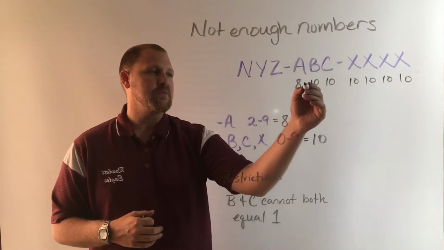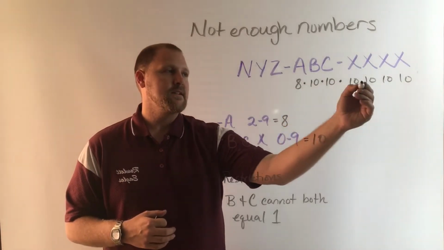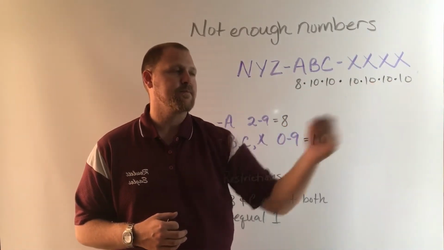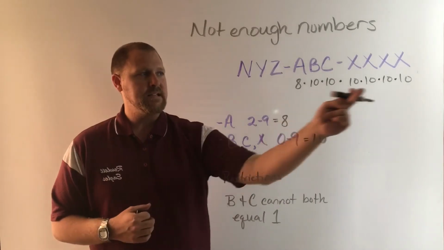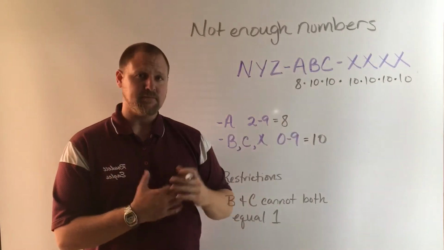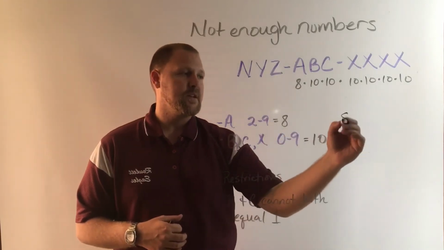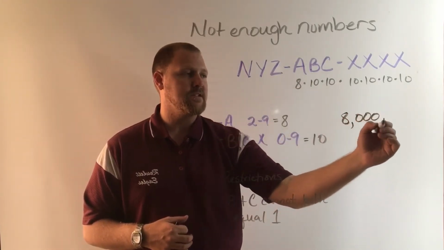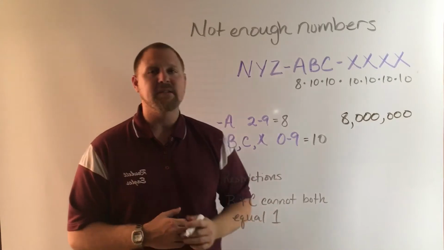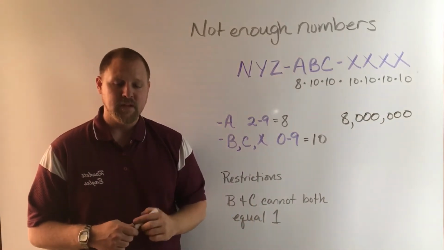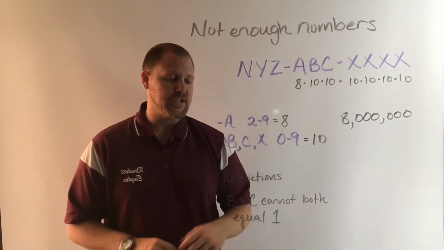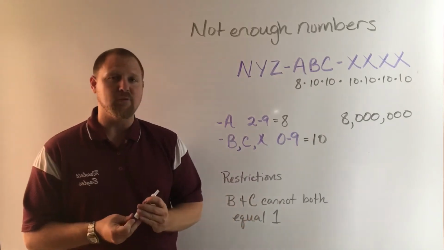And then the counting principle says we need to multiply these 7 numbers. Well, if you take 10 times 10, 6 times, that's 1,000,000. And 8 times 1,000,000 is 8 million 7-digit telephone numbers inside of a single area code. Well, then we have to look at our restrictions. B and C cannot both be equal to 1.